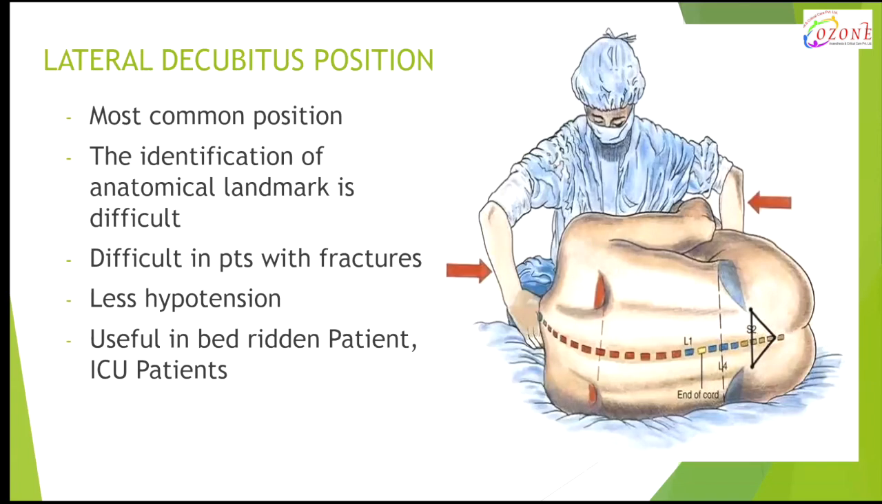Next slide. Second position is lateral decubitus position. It is the most common position, as shown in the diagram. The back should be parallel to the edge of the table, the thighs flexed over the abdomen, and the neck also flexed, so that the forehead is as close as possible to the thighs. In this lateral decubitus position, there is less hypotension as compared to sitting position. The identification of anatomical landmarks is difficult in lateral position. It is difficult in patients with fractures. So it is useful in bedridden patients, ICU patients, and in patients who cannot maintain the sitting position for a long time.